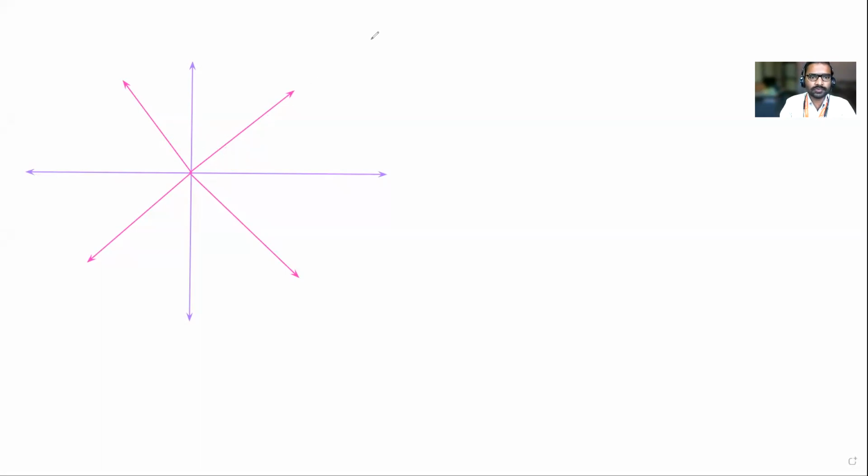Okay, let's move to the concept. In the last class we were discussing that if I consider this is F1 force, this is F2 force, this is F3 force, this is F4 force. How much is the angle here? This is towards the east. How much is the angle for east?